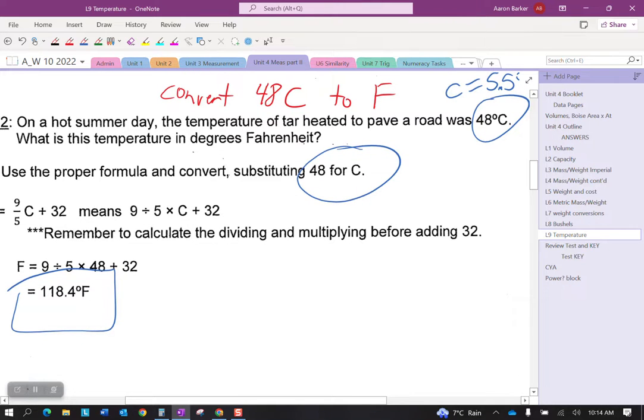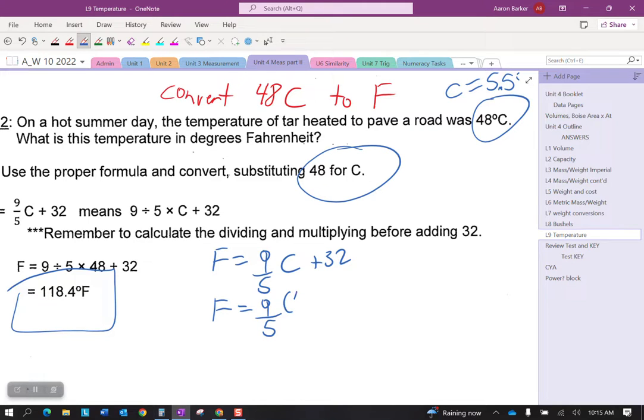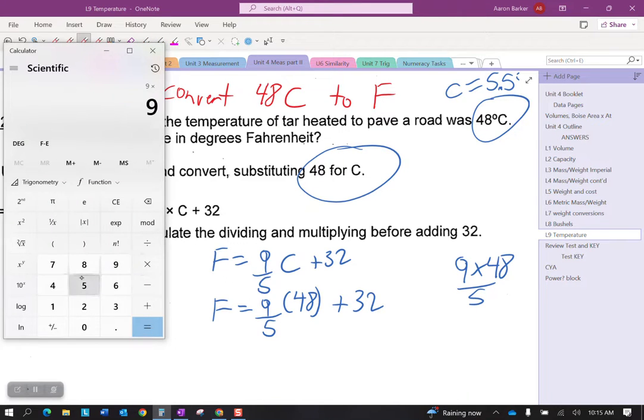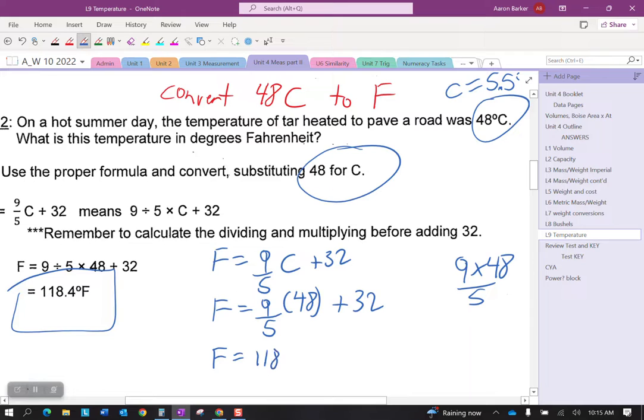All right, doing the math, showing your work. You write out your formula: Fahrenheit equals 9 over 5 Celsius plus 32. So Fahrenheit equals 9 over 5 times 48. Oh, I put in 42, my bad. Plus 32. So that's 9 times 48 divided by 5. On your calculator, 9 times 48 divided by 5 equals, and then we add the 32 at the end. 118.4 degrees Fahrenheit. They're different because of the brackets. You have to find your answer in brackets first when they're present. Otherwise, with this one, you multiply first, then add. Questions, comments, or concerns?